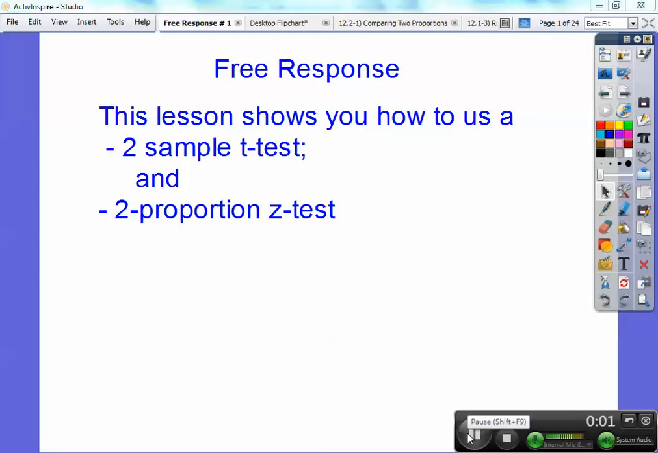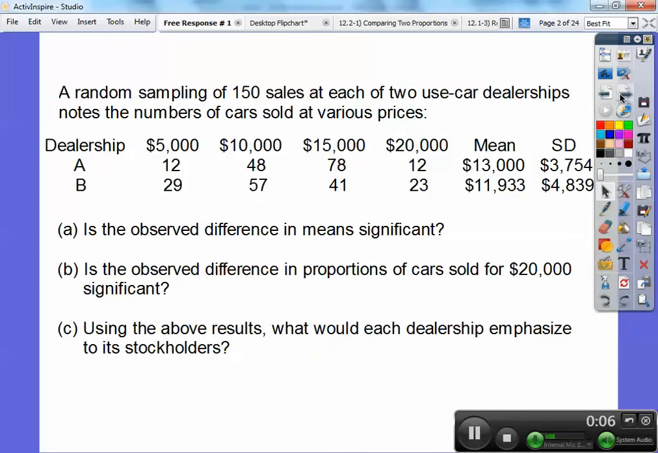Hey folks, this is a free response for the AP Stats test coming up, so let's give it a shot here. A random sample of 150 sales at each of two used car dealerships notes the number of cars sold at various prices. So we've got two dealerships, A and B, and how many cars sold in the $5,000 range, 10,000, 15,000, 20,000, and I see we have the mean and standard deviation of each also. So is the observed difference in these means significant?